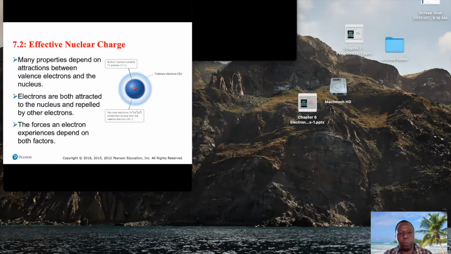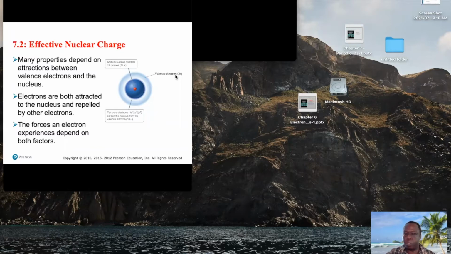And of course, for group 1, all of them have one valence electron. In the nucleus, we have 11 protons. And of course, there are neutrons in the nucleus. But here, let's look at the electrons and the protons. As far as the effective nuclear charge, we are basing on the net positive charge experienced by this valence electron in sodium.